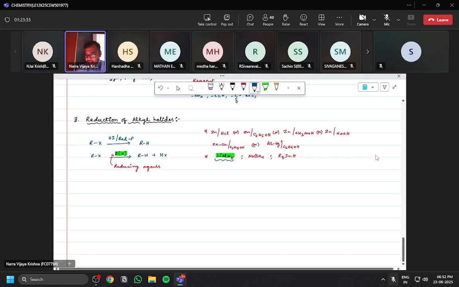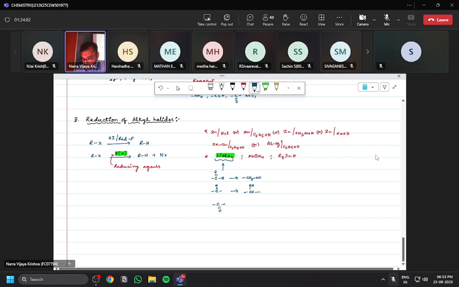Lithium aluminum hydride. Here I am writing, sir. If it is aldehyde group, it will convert to alcohol. Keto group converts to alcohol. And wherever pi bond is there, remove that pi bond, add H and H. That's all. Here also I am removing pi bond and adding H and H. Right? Respond.